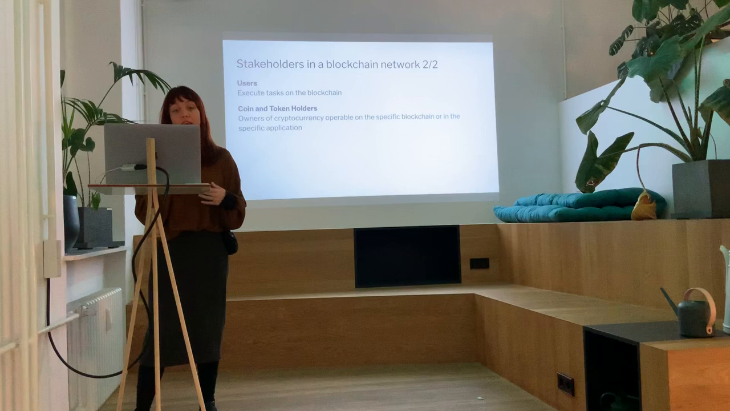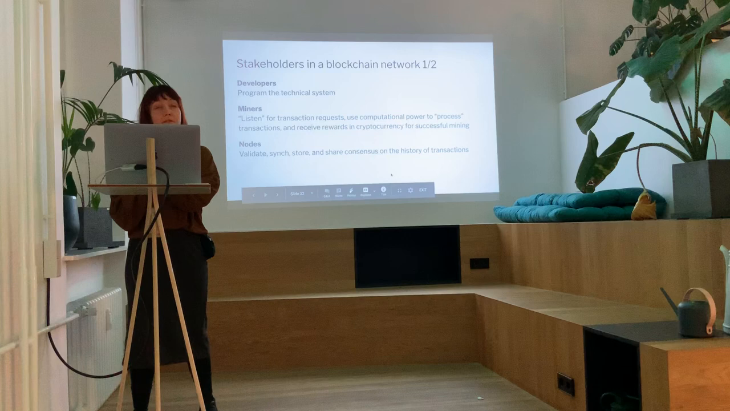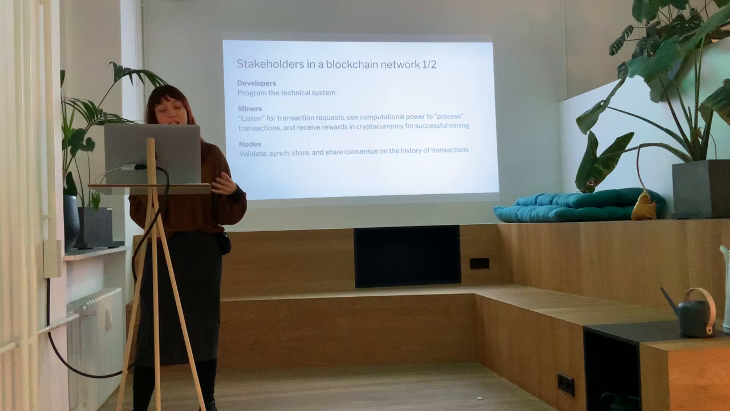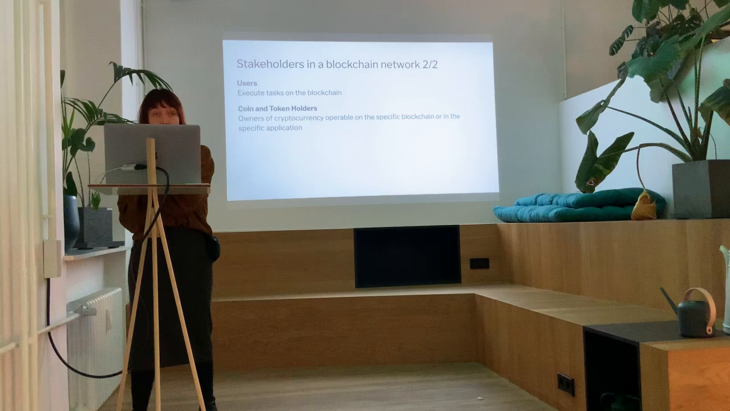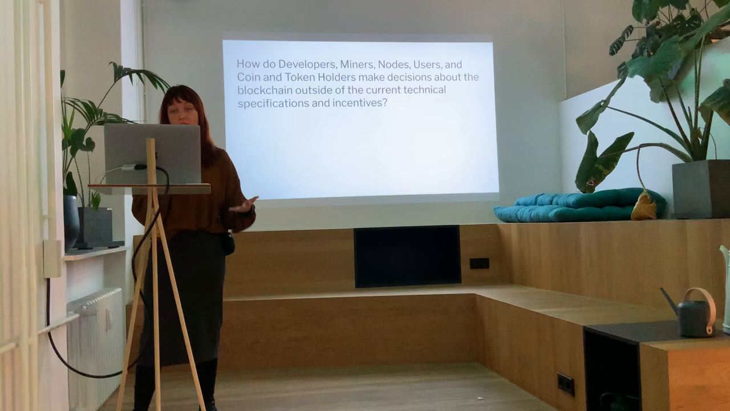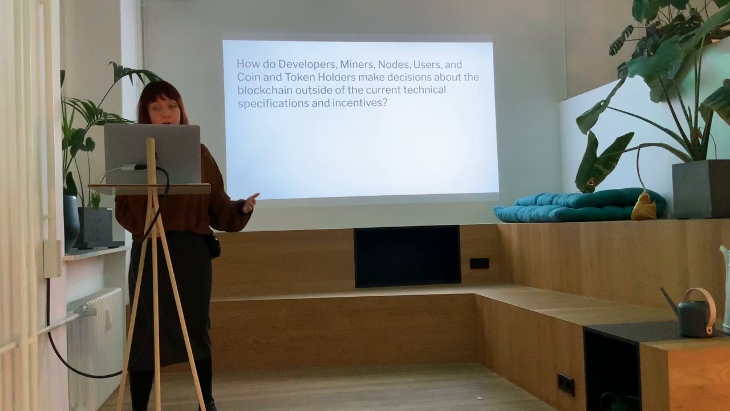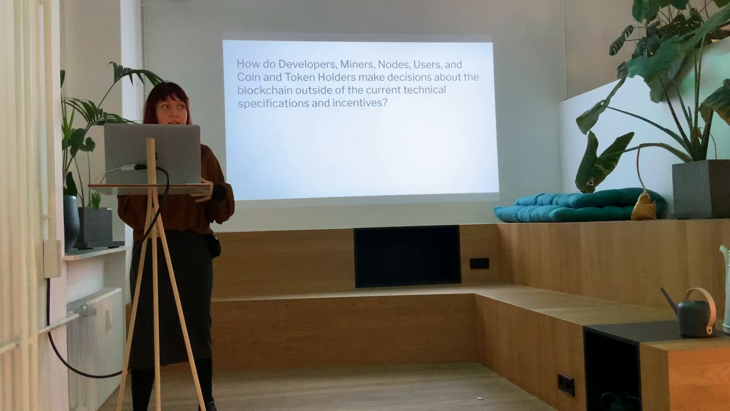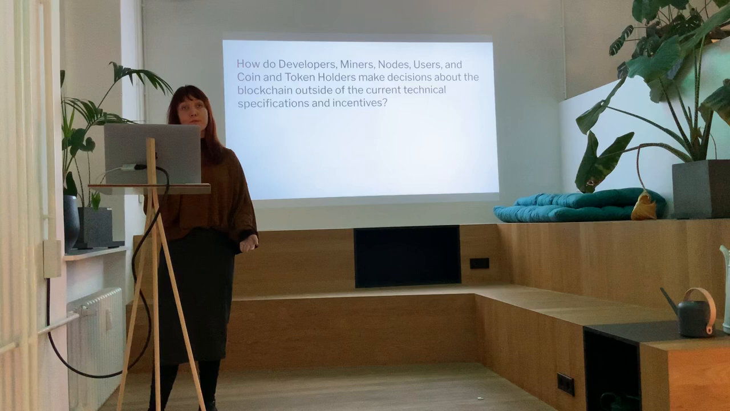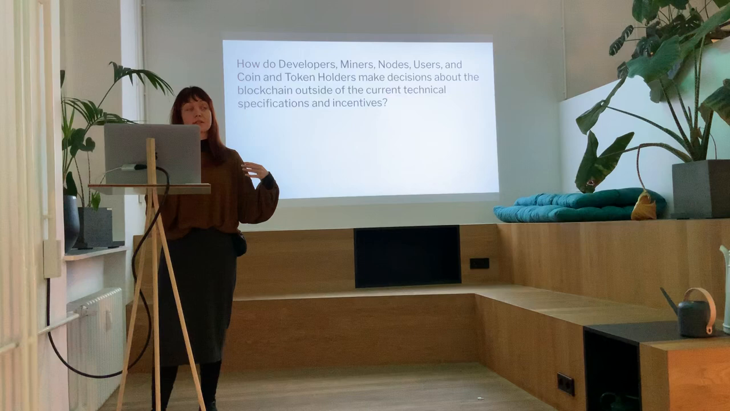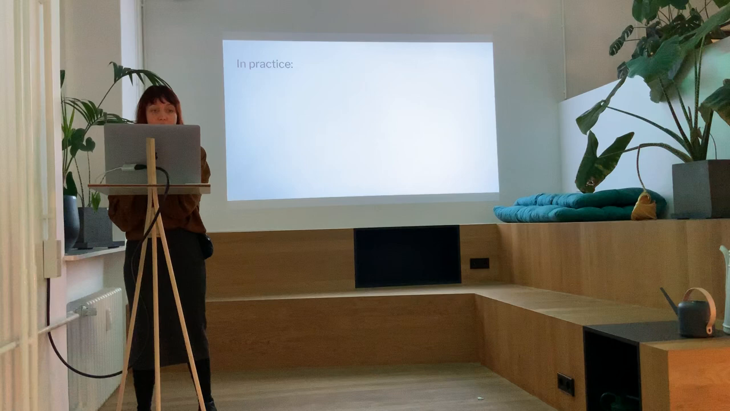So this is a really rough overview. Some blockchains are different than others, but if I were to do a LARP and say these are the roles that you play in maintaining a blockchain network, these would be about the five categories of stakeholders. So the main question then is, if you set up this blockchain LARP, how do developers, miners, nodes, users, and coin and token holders make decisions about the blockchain protocol outside of the current technical specifications and incentives? It's basically a distributed computer program that a bunch of nodes are running. If something goes wrong, how do people fix it? And how do people decide and coordinate to make an update to the program if there's not necessarily one canonical kind of update that goes around? So in practice, this has looked like a few different things.